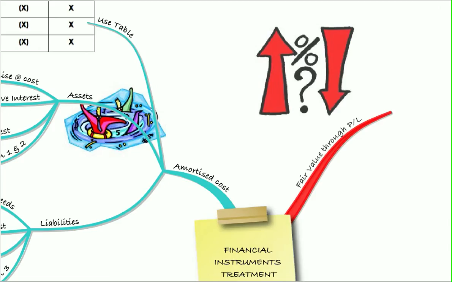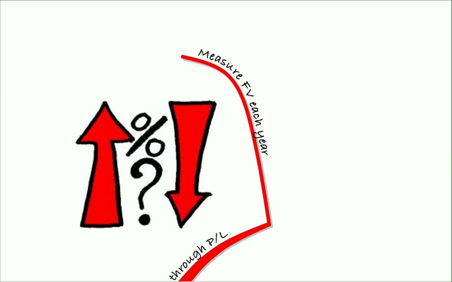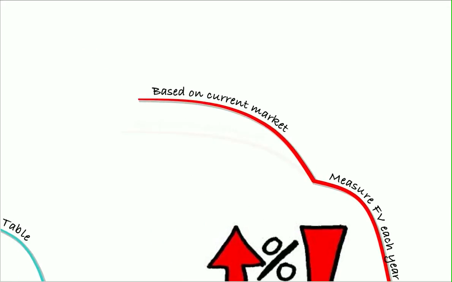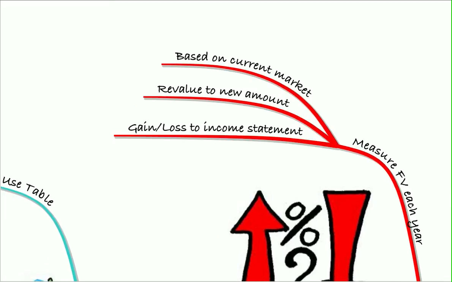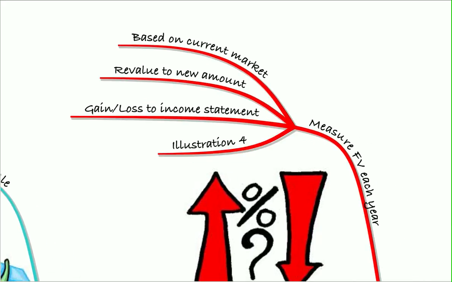We then looked at whenever we classify at fair value through profit and loss, how do we do the treatment for that? Well, we remeasure to fair value each year. We do that based on current market prices, revalue to the new amount, and the gain or loss between the old value and the new value will go directly to the income statement. Again, we did illustration 4 on this.